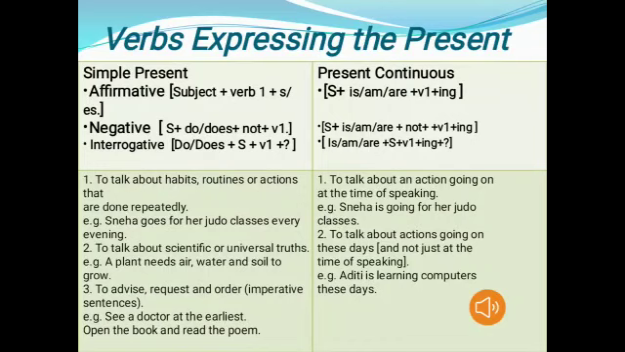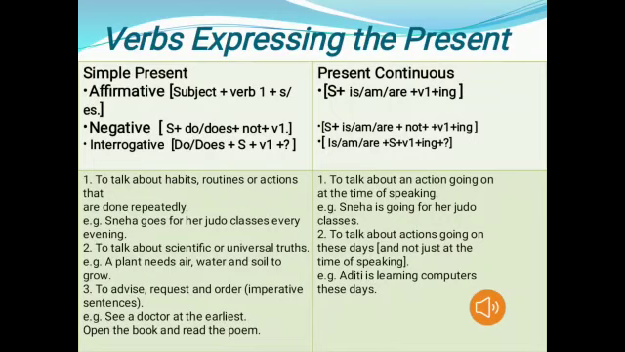And then come negative sentences. In negative sentences, first of all, we write subject plus do or does. As it is a negative sentence, it will become do or does plus not plus first form of the verb. And every one of you knows how to use do or does. Do is used with plural nouns and does is used with singular nouns. Even I is singular, and you may also be singular, but we use do with I and you.